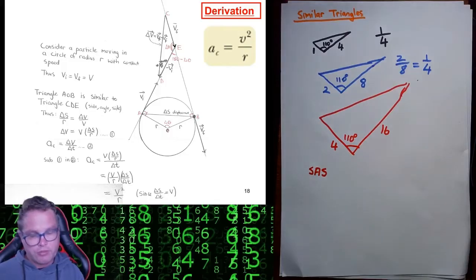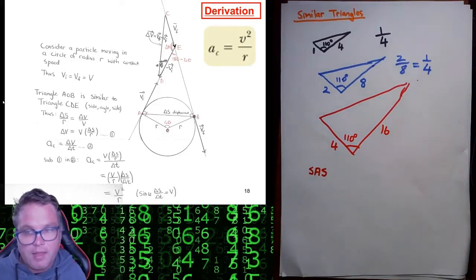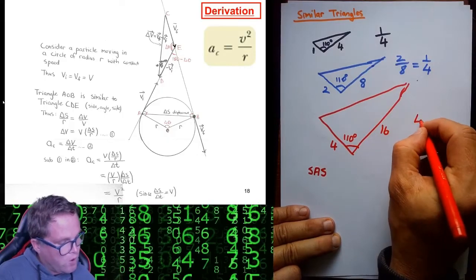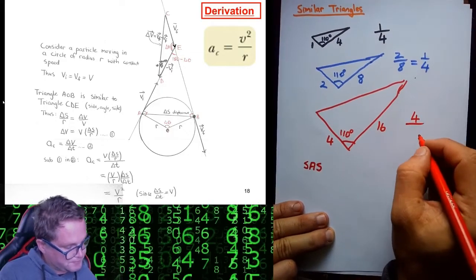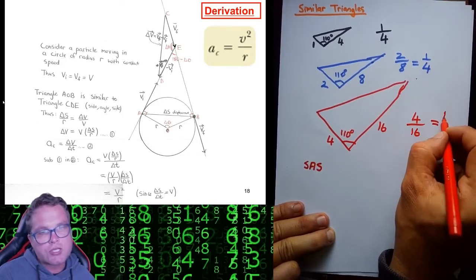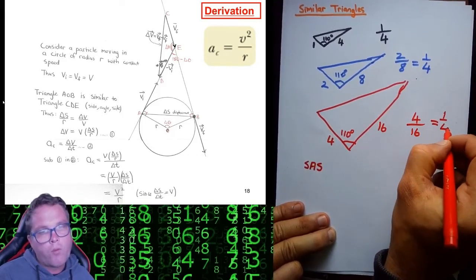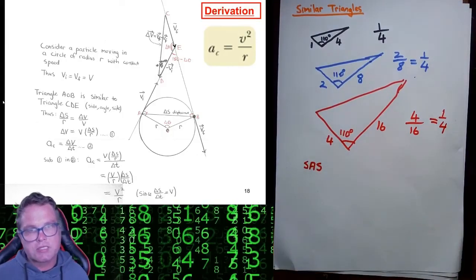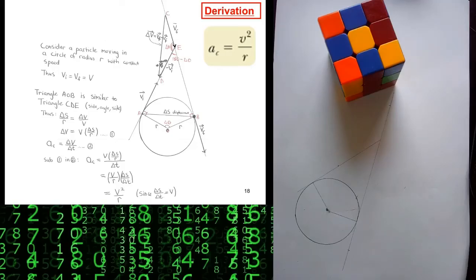If we look at the third triangle, in this case we have a ratio of the sides of 4/16, and 4/16 is of course also equal to 1/4. So the property of the similar triangles is such that the ratio of their appropriate sides are equal. Let's get back to our derivation.